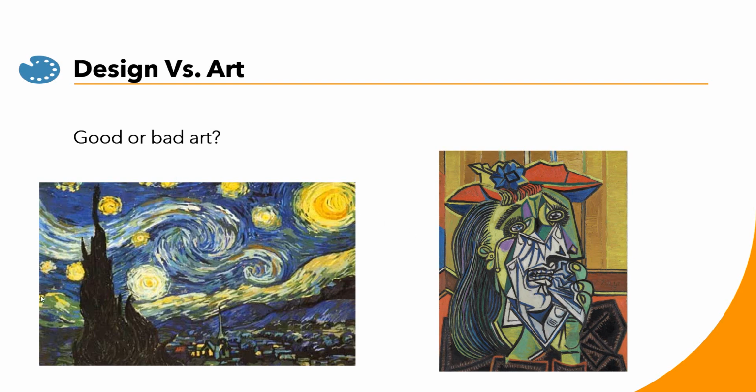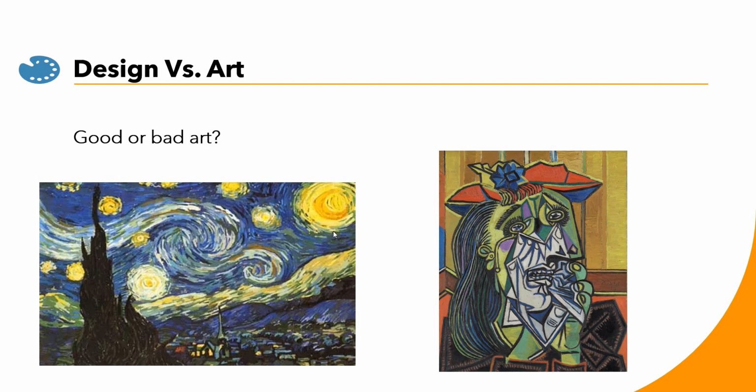So the first painting has been painted by a very famous artist called Van Gogh. It's called Starry Night. And the other painting was painted by Picasso, and it costs millions of dollars. Both of them cost very much.